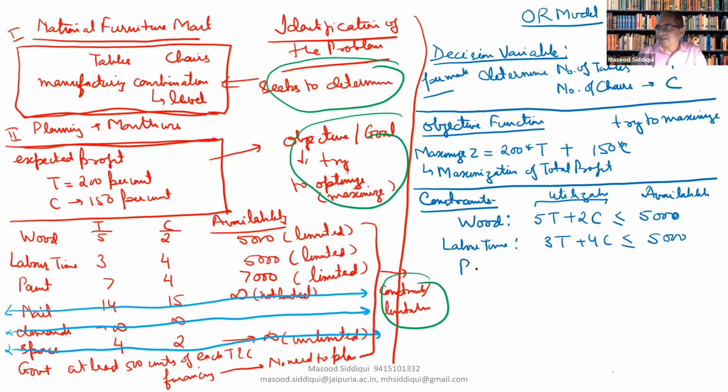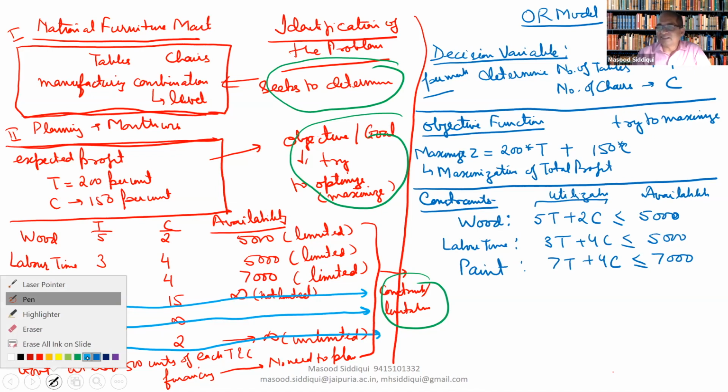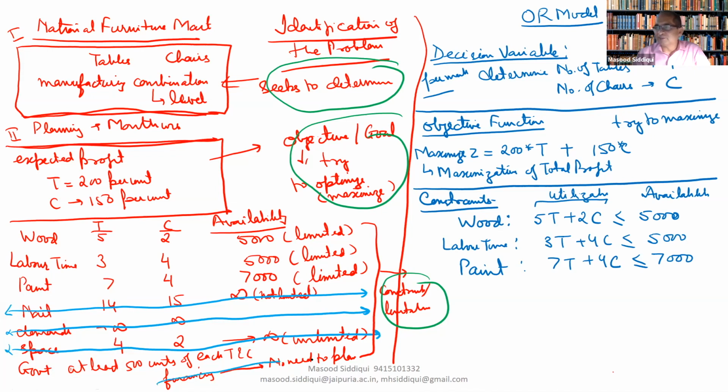Then the third quantity that is limited in nature is the paint. Right? The paint utilization, using again these two assumptions, is 7T plus 4C, and the total paint that is available is 7,000 as per the base concept. Since nails, demand and space are unlimited in nature, and there is no need for planning the financing, we are not considering these aspects.